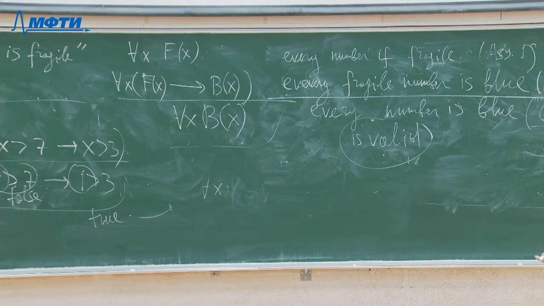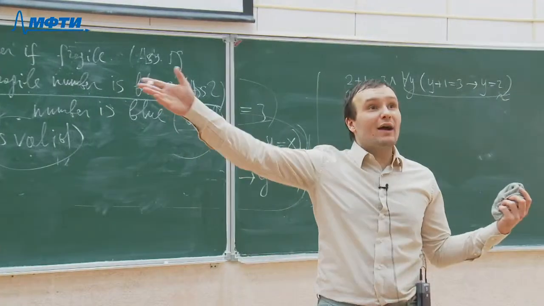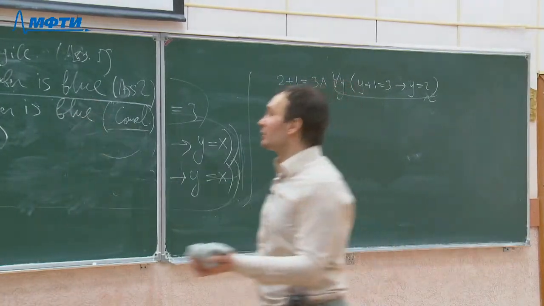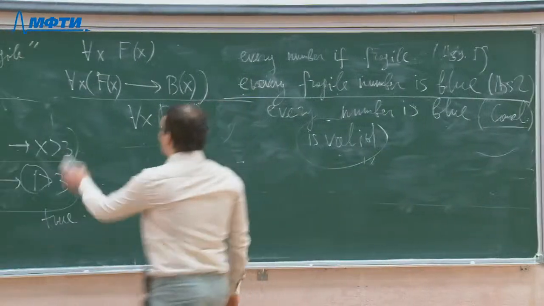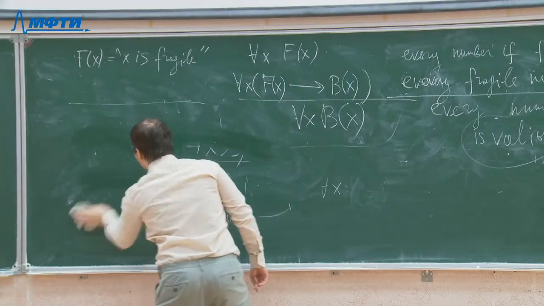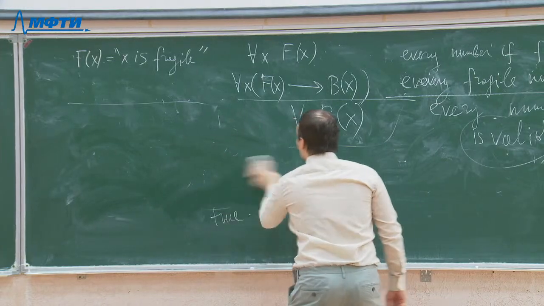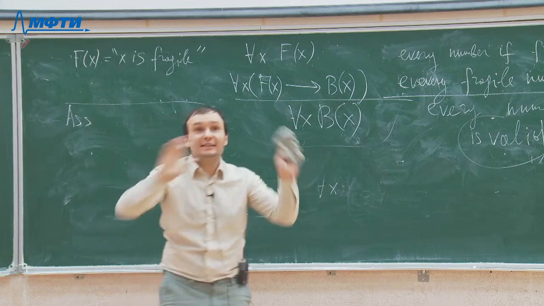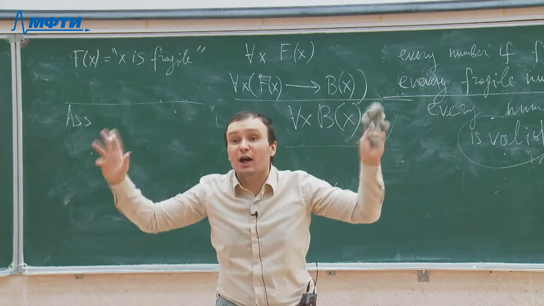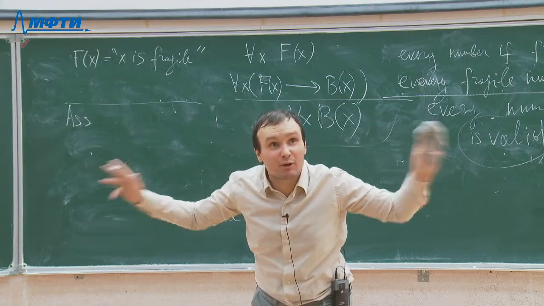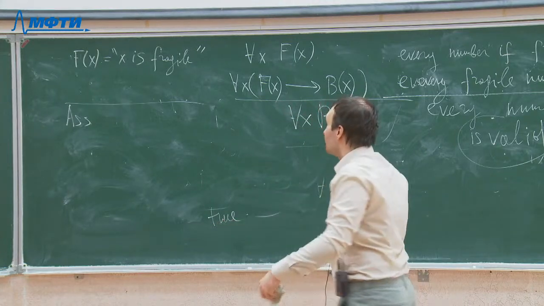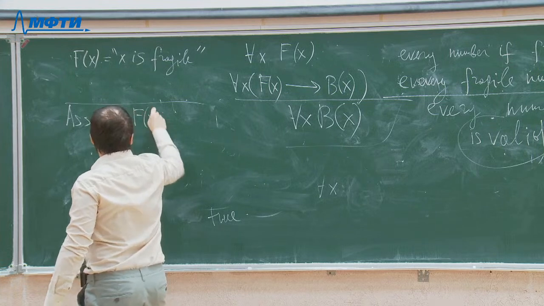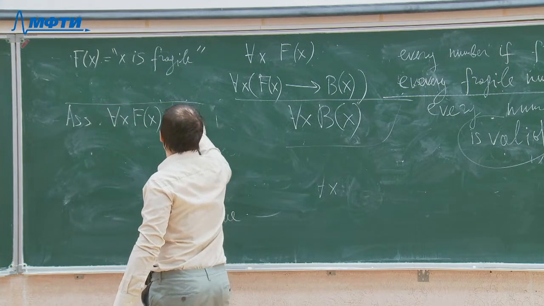What should I prove? I have to prove that when our assumptions are true, the conclusion is true as well. When they are false, this case is not interesting for us. We're not interested in that case. Assume that our assumptions are indeed true.